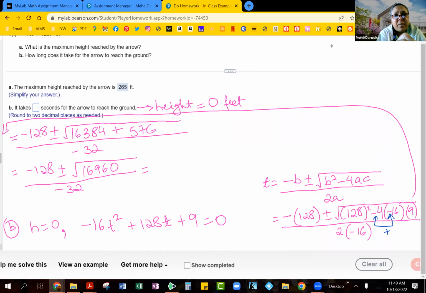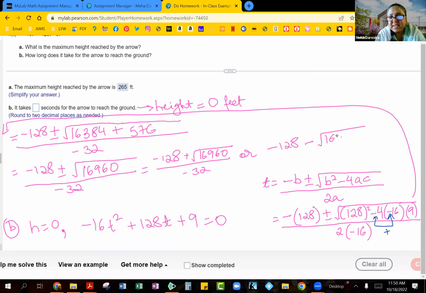So you will definitely come up with 2 answers from here because you have negative 128 plus or minus. So let's break it down into plus first, plus the square root of 16,960 divided by negative 32, or we have negative 128 minus the square root of 16,960 divided by negative 32. So we are going to have 2 different answers, and we just have to see which one of them is going to be a better answer to work out with, right? Because not both the answers are going to be valid in this case.